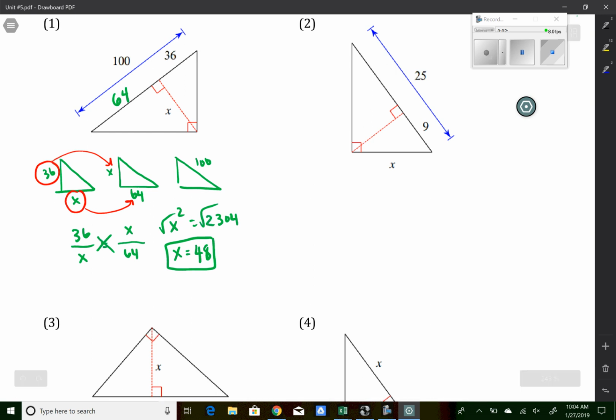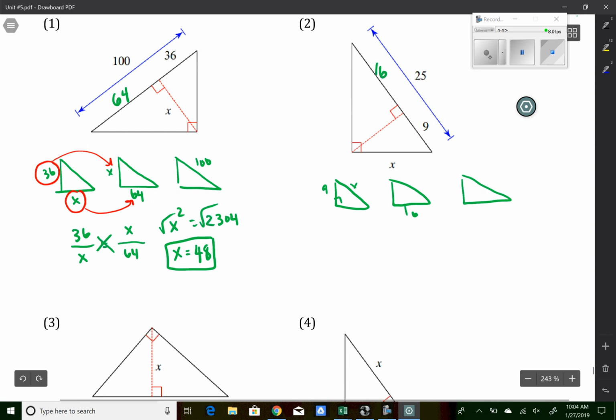For the next one, again, we could start making our triangles here, but one thing I notice is that this little segment is going to be 16. Not sure if I need that or not. I could see the small triangle has a shorter leg of 9 and a hypotenuse of x. The medium-sized triangle has a longer leg of 16, and that's all that I have for that medium-sized triangle here. The big triangle has a shorter leg of x and a hypotenuse of 25.